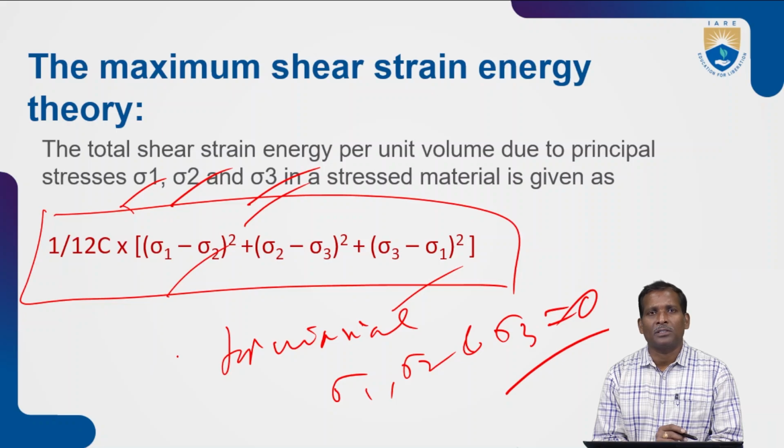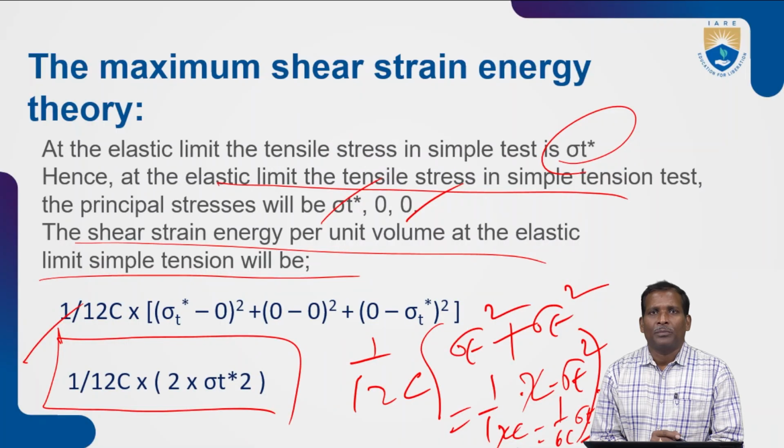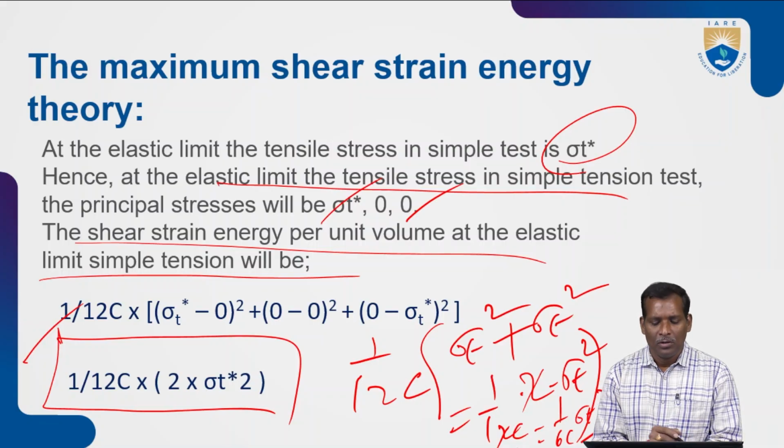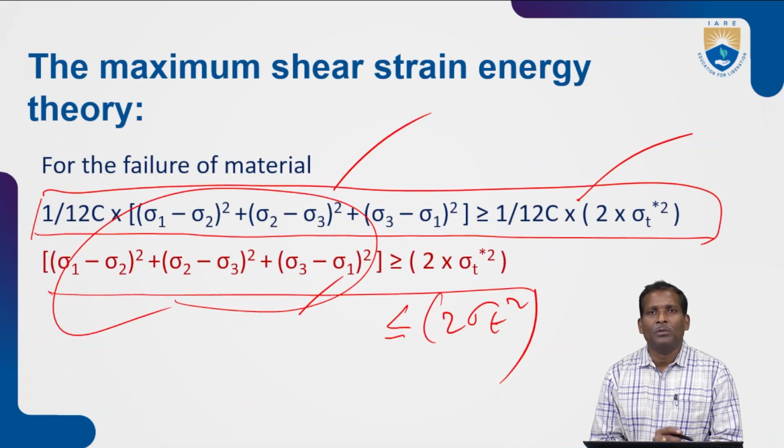The equation is 1 by 12C into sigma 1 minus sigma 2 whole square plus sigma 2 minus sigma 3 whole square plus sigma 3 minus sigma 1 whole square. For the same elastic limit and tensile stress in the simple test, taken here as sigma t, the shear strain energy per unit volume at the elastic limit in the simple tension test is written like this: 1 by 12C into 2 sigma t whole square. Clear?